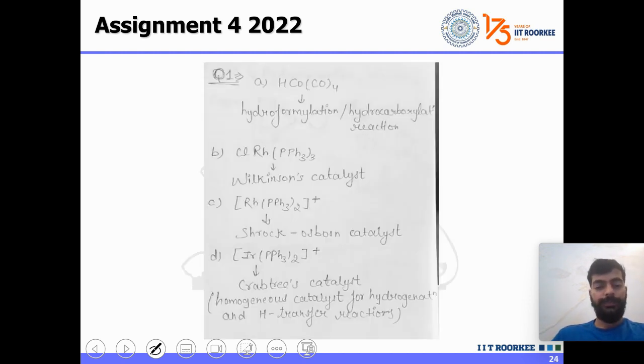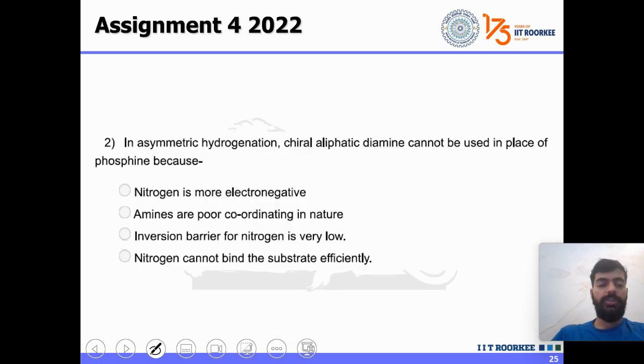If we see here, this is used in hydroformylation reactions generally. This one is Wilkinson's catalyst. This is the Shaw-Osborn catalyst. We have discussed this catalyst in our previous lectures of metal-mediated synthesis. And this is Crabtree's catalyst. This is a homogeneous catalyst for hydrogenation and hydrogen transfer reactions. Let's move to the next question.